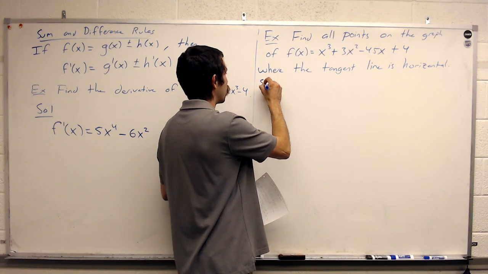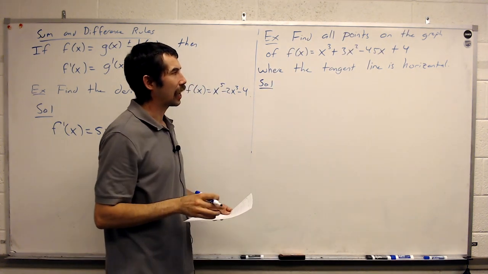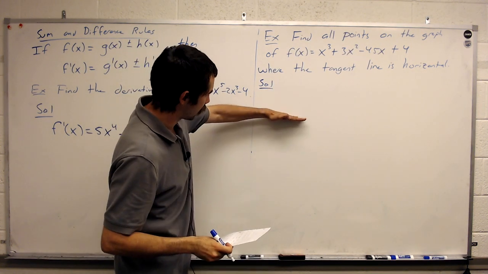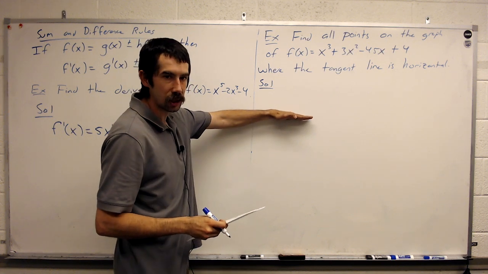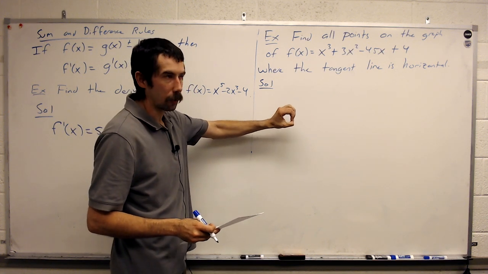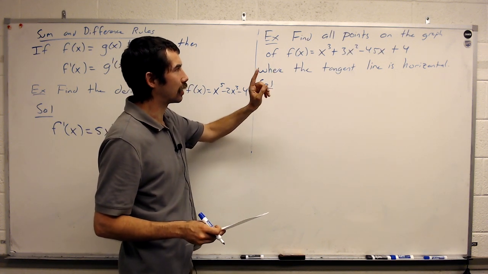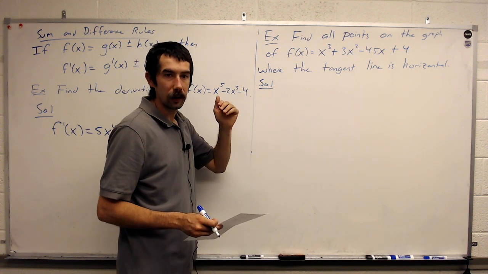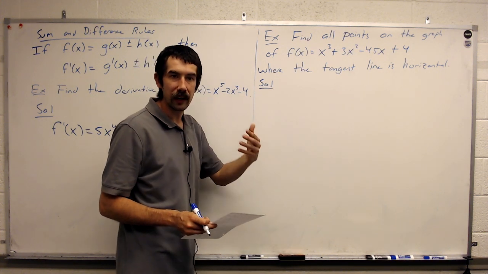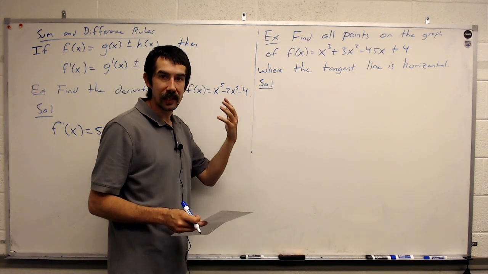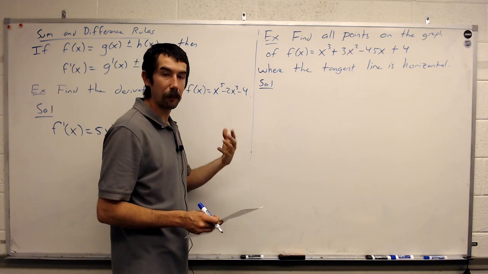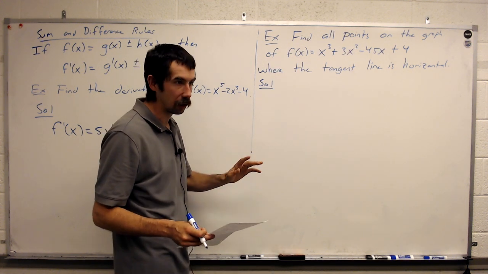Okay, so how do we do this? What does it mean for the tangent line to be horizontal? It means the tangent line looks like this. Its slope is 0. Okay? So we want to find all points on our graph where the derivative is 0. So let's take the derivative, and we're going to set it equal to 0, and then we'll reevaluate from there.